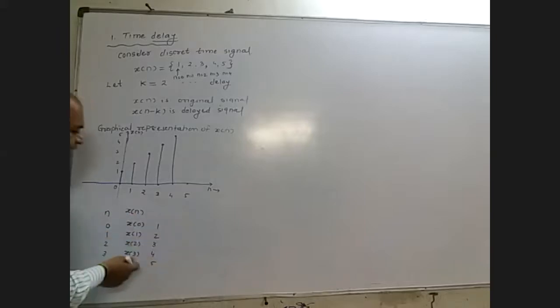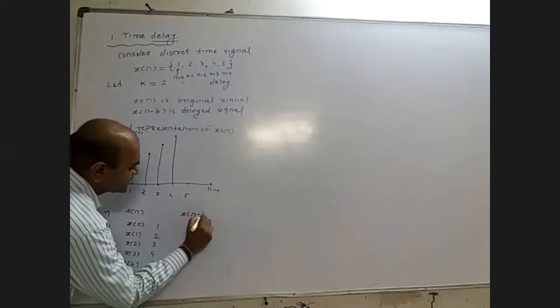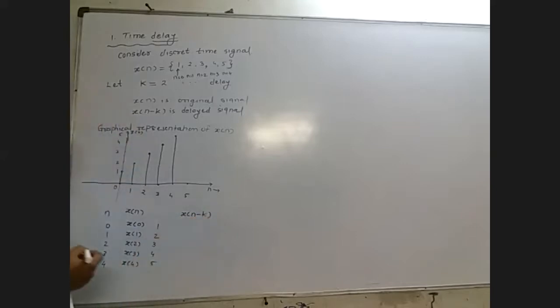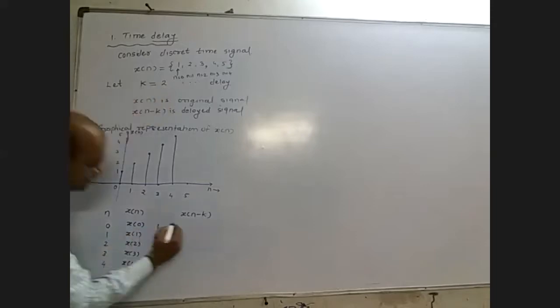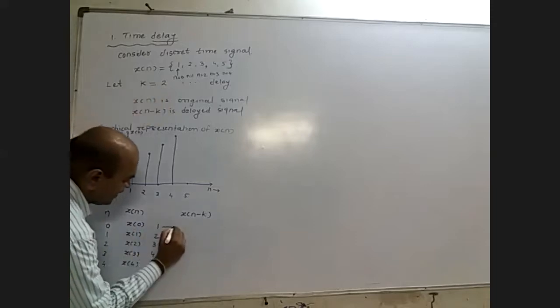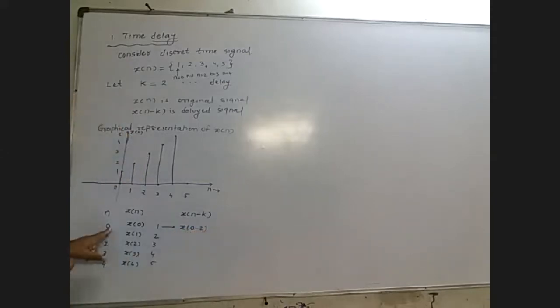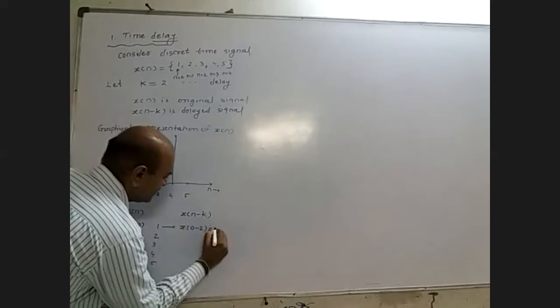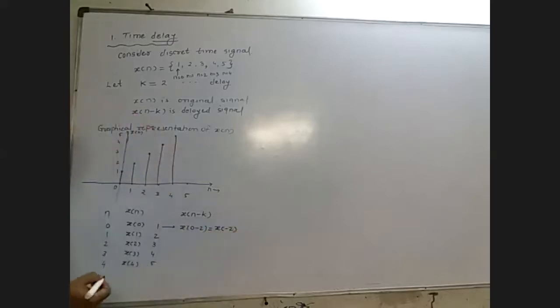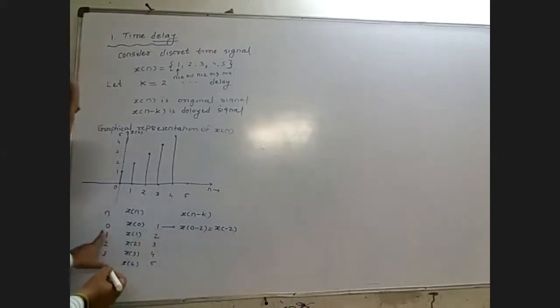Now here, how can you find out the delayed signal? That's why I write here x of n minus k. Now I am putting the value of n as 0 and the value of k as 2. So I write x of 0 minus 2, where 0 is n and the value of k is 2. You will get x of minus 2. This x of minus 2 is the resultant value when n is equal to 0.